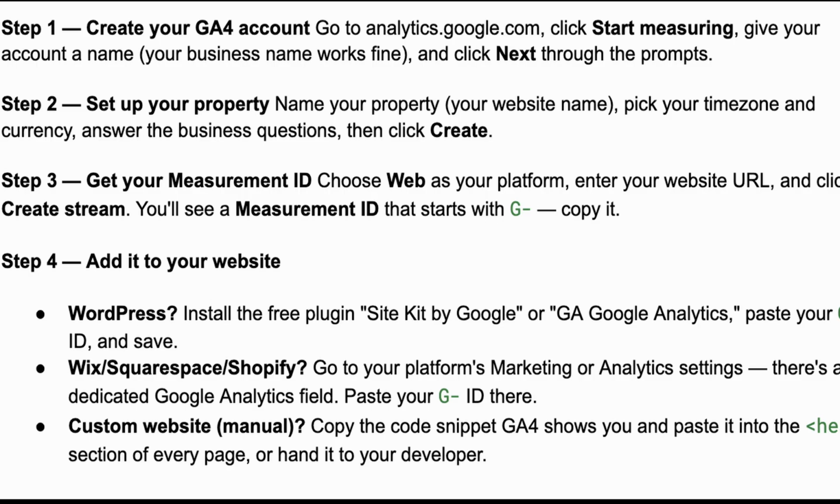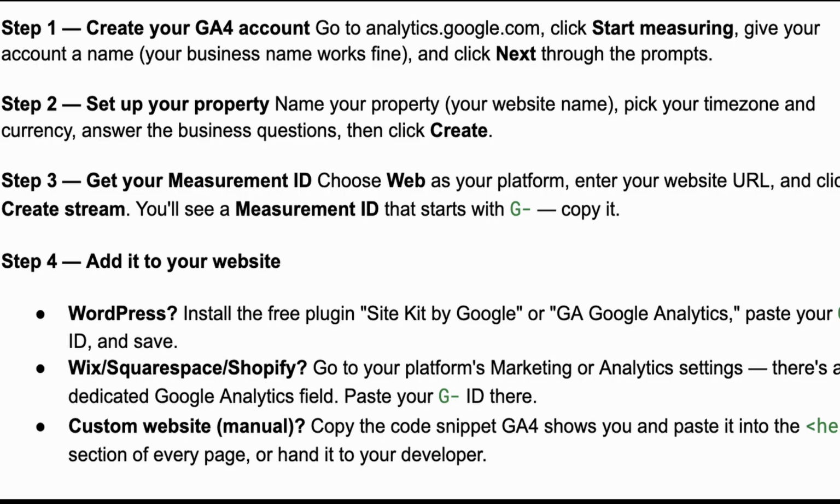You just go to analytics.google.com, click Start Measuring, give your account a name. A business name is fine, and then follow the steps through there. It's very simple. I'm not going to show you that because it's basically a next. Then you set up your property name, so your website name is fine. Pick your time zone and currency, answer some of the business questions there, and click Create.